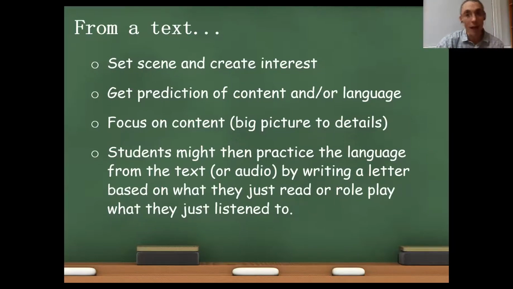Only after this do we read the story and focus on the content. First, the big picture with a few simple questions, and then the details with more questions. And then the students practice the language from the text, maybe by writing a letter or doing a mini drama role play about what they just read or listened to. So this would be my lesson, using the text to help them learn the concept. Great.